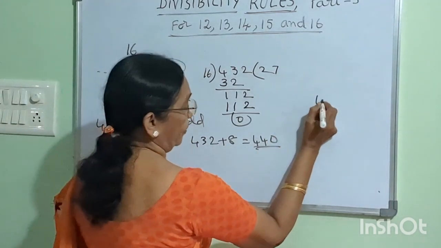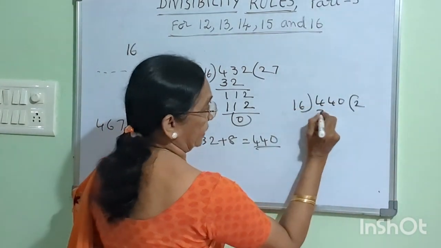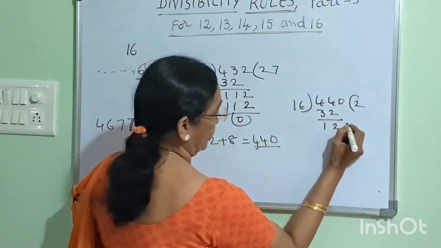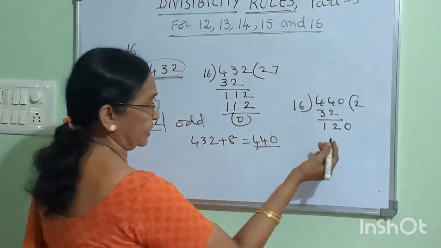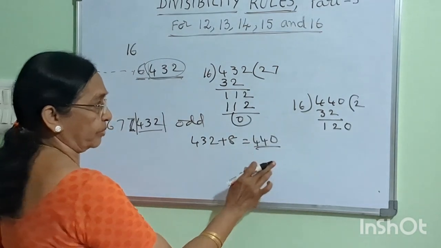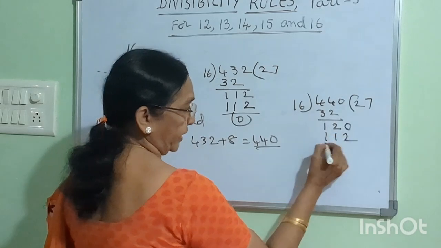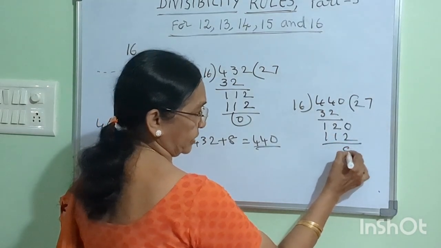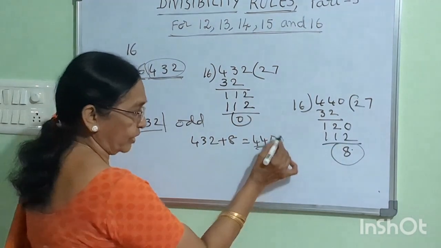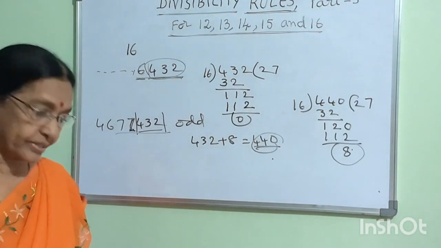We will check 440 by 16. 16 twos are 32. 44 minus 32 is 12, then 0, so 120. 120 is not a multiple of 16. 16 sevens are 112. 8 remains. So, remainder 8. Therefore, it is not divisible by 16. Therefore, the whole number is not divisible by 16.